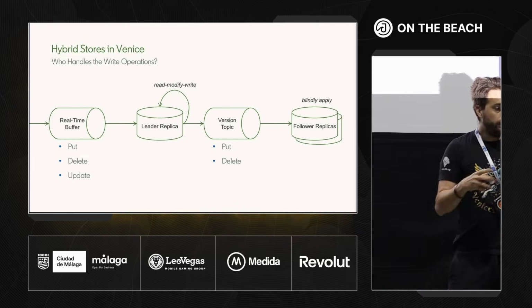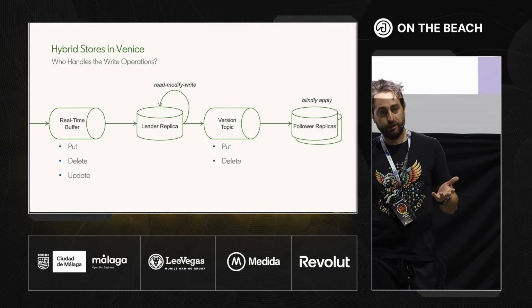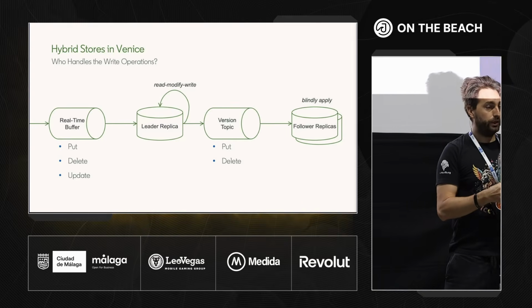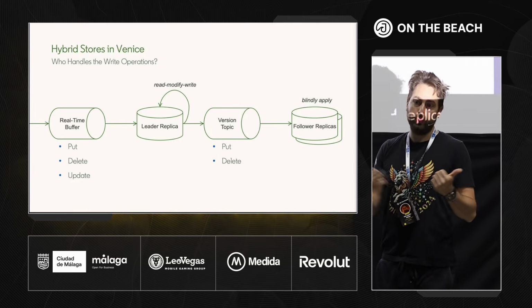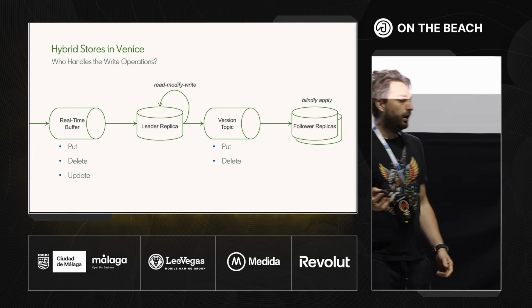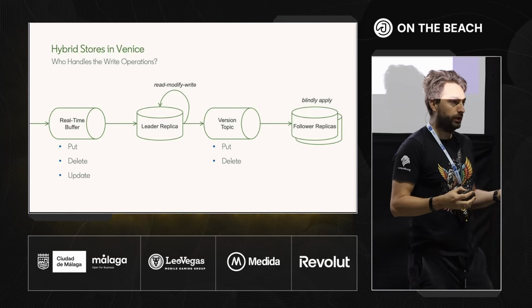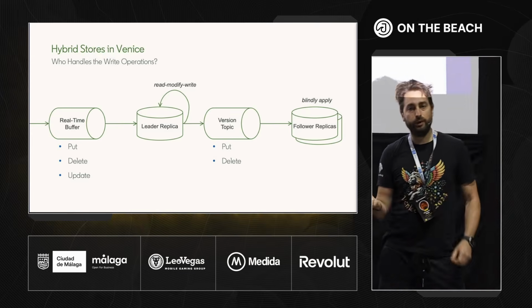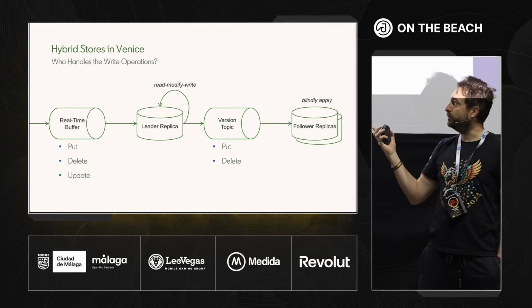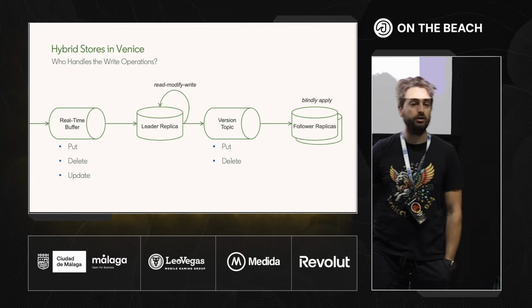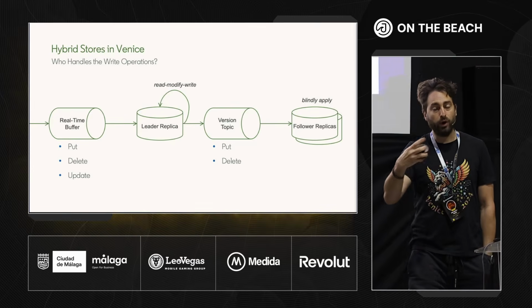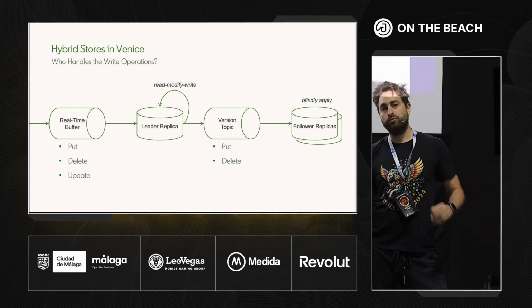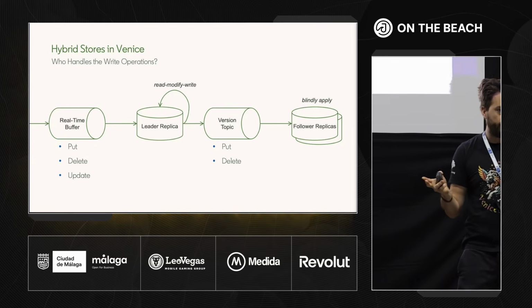So within the Venice servers, we have many replicas of the data, right? For a given partition of the data, we have at most one leader replica, and then the rest are follower replicas. And these have different roles and responsibilities. So the leader replica is the one that consumes the real-time buffer topic, which, as I've been saying, contains put, delete, and update operations. And it will process those operations by performing a read, modify, write sequence.